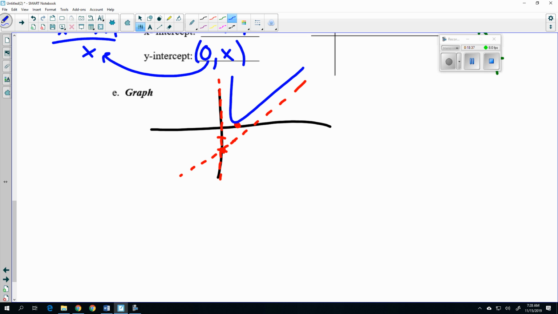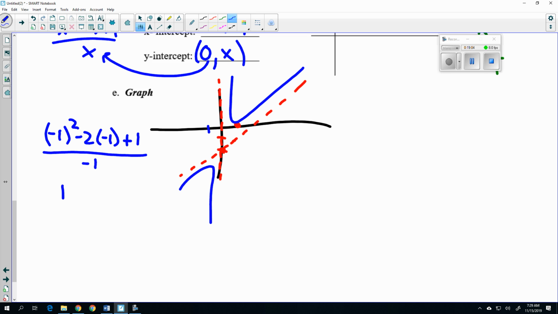It's either in the x or outside. So you know it's there, but you have to verify it. So what's a check value I could plug in that's pretty easy? Negative what? So negative 1 squared minus 2 times negative 1 plus 1 over negative 1. I think I'm going to have to do a little bit of work on this. So this is 1, this is 2, and this is 1.